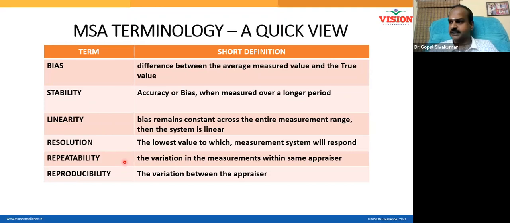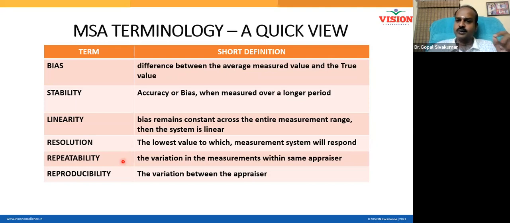And repeatability, the variation in the measurements within the same appraiser. You are employing just one appraiser and asking him to measure just one part multiple times. Same part, same equipment, same operator, but the multiple readings differ from each other. Now, what is this error? This is called repeatability error, right? On the other hand, the variation between the appraisers, that is called reproducibility error.